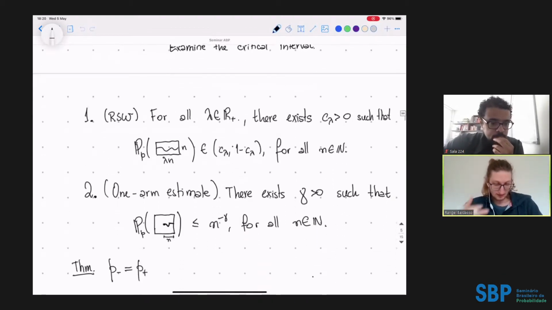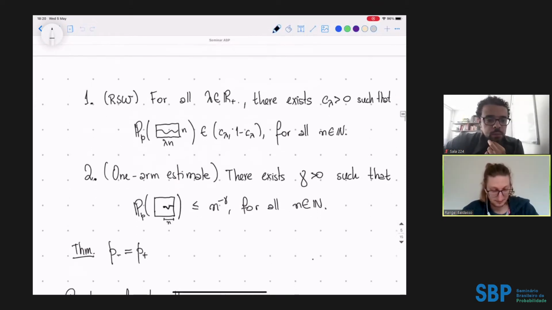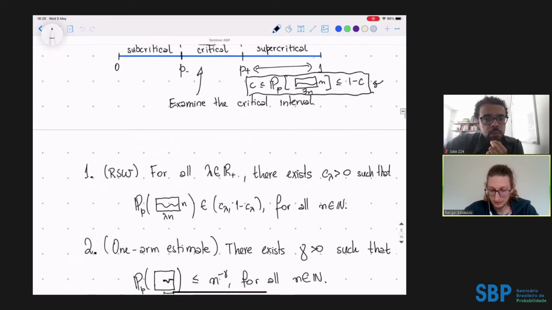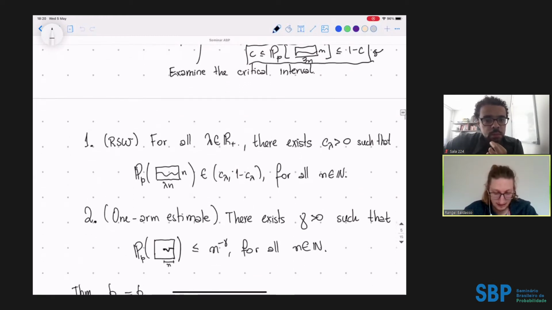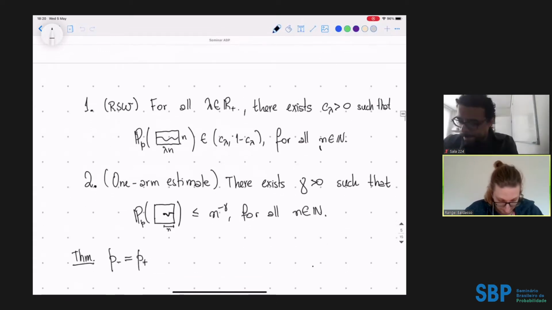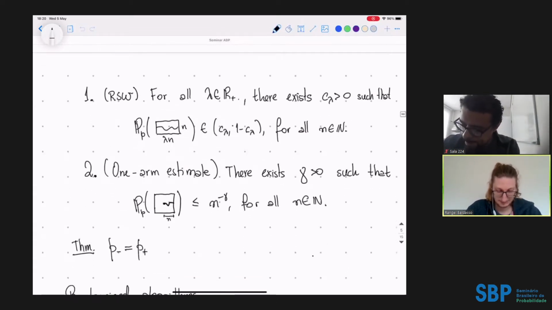And this actually has several implications. The first of all is the Russo-Seymour-Welsh estimate that says that this is not only true for rectangles of size 3n by n, but also for any aspect ratio that you want. So if you look at lambda n by n, then the probability of crossing boxes of this aspect ratio is also bounded away from 0 and 1.